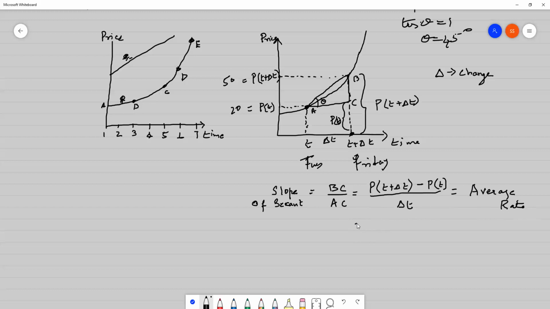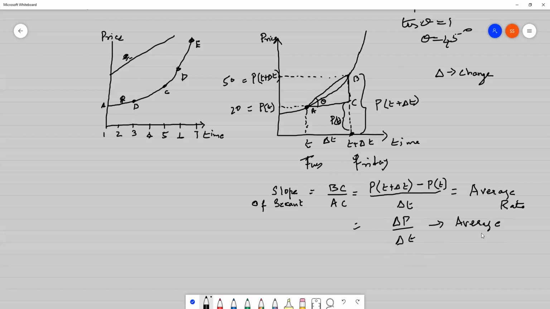Instead of writing this like this, the numerator is a change in price. So you can write del P by, this is the change in time, del T. Del P by del T tells you nothing but the average rate, the average increase of price of rice in a particular time.